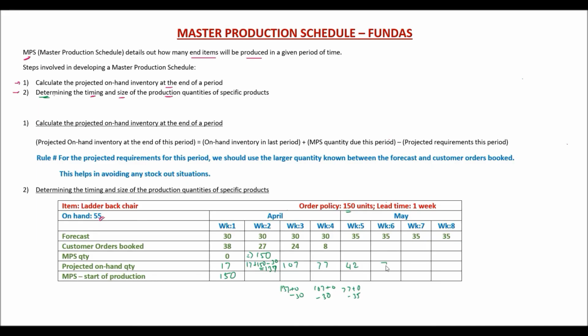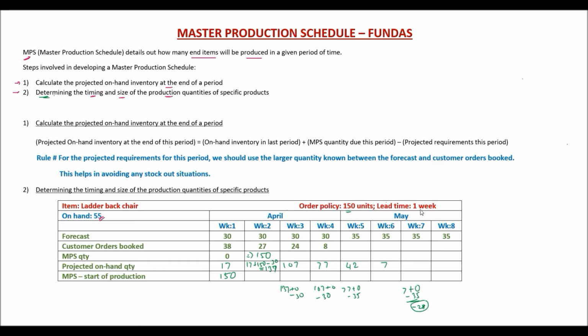7. At the end of week 7, however, now this is reducing, right? So at the end of week 7, it will be on hand, which is 7, plus the MPS, which is right now 0, minus the projected requirement, which is 35. So this will end up in a negative number. So what this means is that we need an MPS quantity here. Now this negative number is going to be minus 28. So what that means is that we will be fine if we produce only one lot of 150 units.